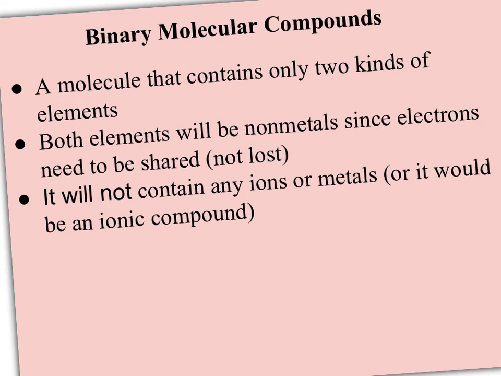Welcome. This video is going to talk a little bit about how we name covalently bonded substances. Covalently bonded substances are called molecules. A molecule that only contains two kinds of elements is known as a binary molecule, just like we have binary ionic compounds. With binary molecules, both elements are going to be nonmetals since electrons need to be shared, so no one's trying to lose electrons. So it's not going to contain any ions or metals because metals always lose electrons and form positive ions. That would be an ionic compound, but we're talking about just covalently bonded things, so just nonmetals here.